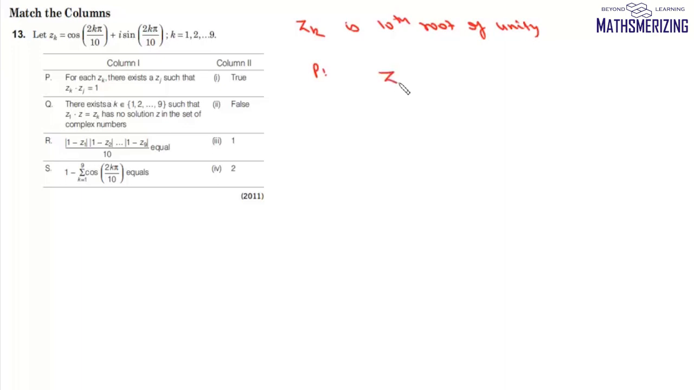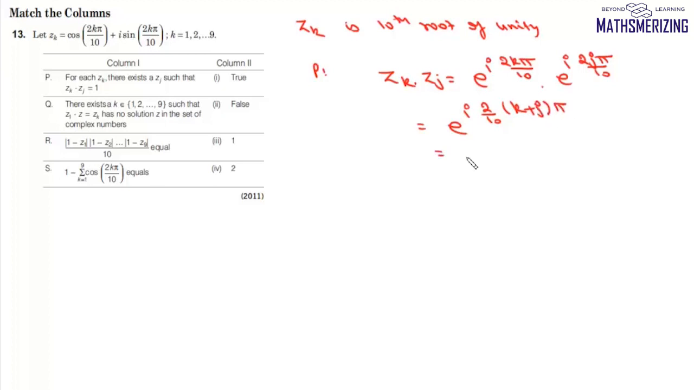Now if we write zk into zj, zk is e to the power i2kπ/10 and zj will be e to the power i2jπ/10, and if we add them, we write i and then 2/10 into (k plus j)π, which is e to the power i (k plus j)/5 into π.